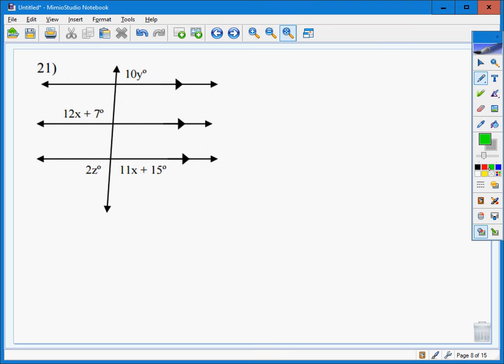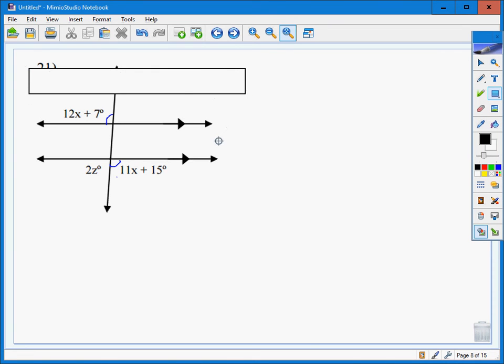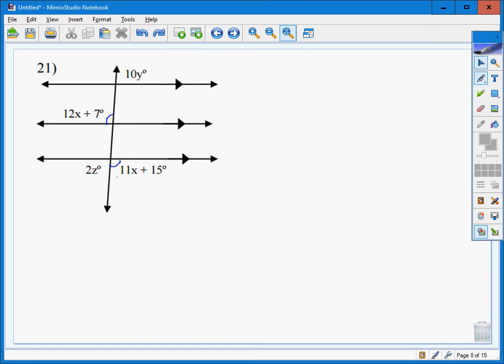Number 21. Again, the z, the y, I know that those would be equal, but there's two different variables. These two angles are alternate exterior angles. I know that it kind of looks like this is on the inside, but we do have to remember that sometimes it helps if part of the picture wasn't there. So I've covered that up for a minute so you can see this is now on the outside of that box. These are alternate exterior angles. Therefore, alternate exterior angles are equal. I can set 12x plus 7 equal to 11x plus 15.